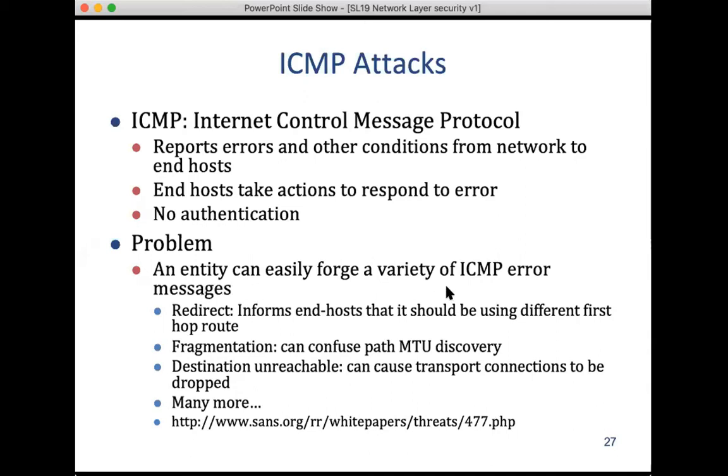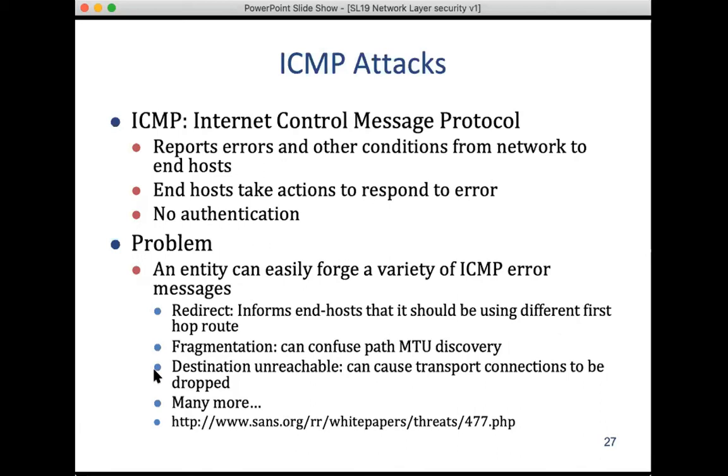An entity can easily forge a variety of ICMP error messages. For example, there is one message called redirect. If there is some problem in the network, then a node can inform the end host that it should be using a different first hop route. The route to the first hop could be different, so instead of going through one outgoing link, use some other outgoing link because there's some problem in the network.